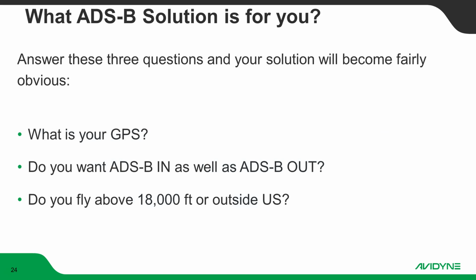So what ADS-B solution is best for you? The way I like to think about it is, if you can answer these three questions, your solution will become fairly obvious. First of all, what is your plan for GPS? Are you flying with a panel-mounted WAAS GPS? Are you kind of a VFR guy, don't care about IFR, don't care about shooting WAAS approaches? That's going to affect your ADS-B equipage solution. Do you want ADS-B in as well as ADS-B out? Do you want to be able to get the FIS-B weather? Do you want to get the TIS traffic? And of course, do you fly above 18,000 feet or outside the U.S.? Now, there are several customers, or a lot of customers, that say, I never fly above 18,000, but I've got a Mooney that's certified to 24 something or 25,000.